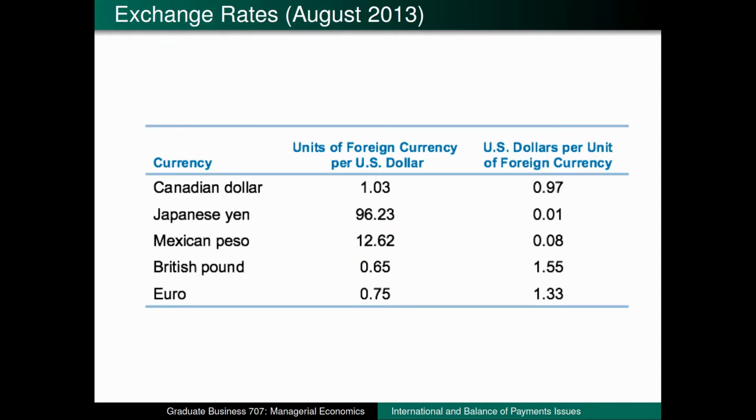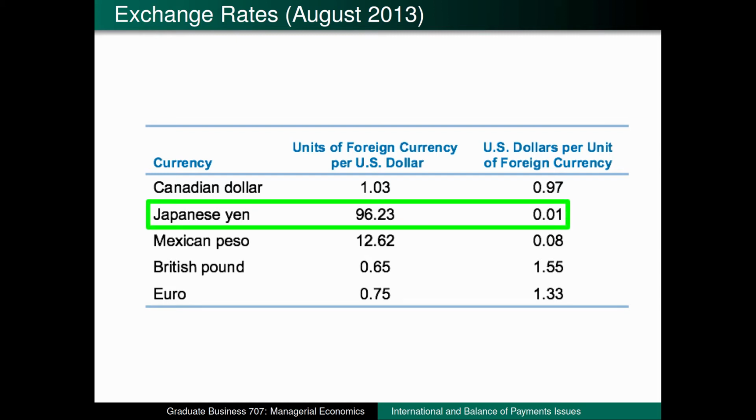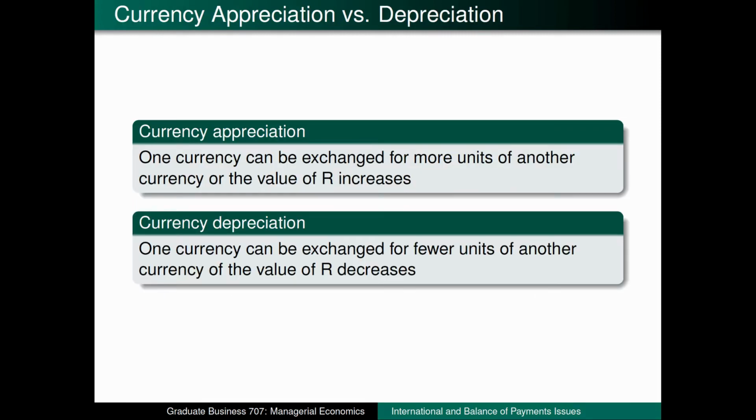This table shows us the actual exchange rates between the US dollar and various foreign currencies in August 2013. Notice at the time that $1 buys 96.23 Japanese yen, which is pretty close to our numerical example in the previous slide. However, the exchange rate doesn't necessarily stay fixed over time.